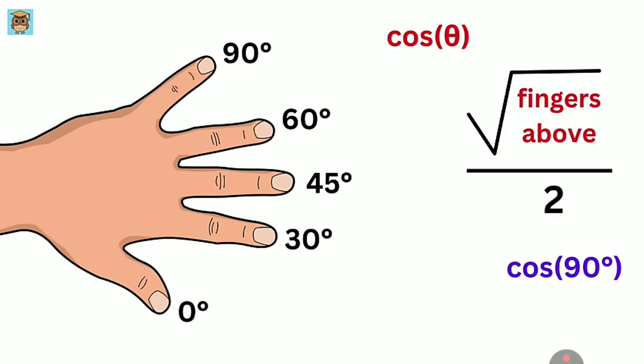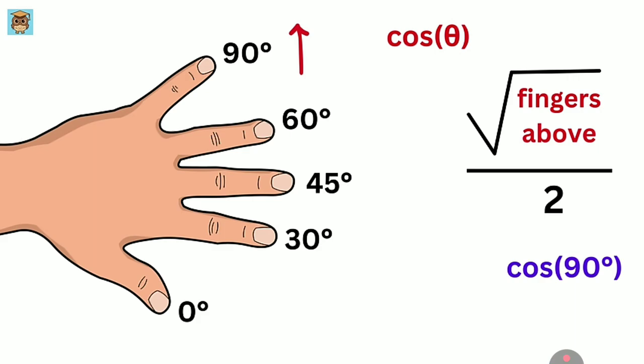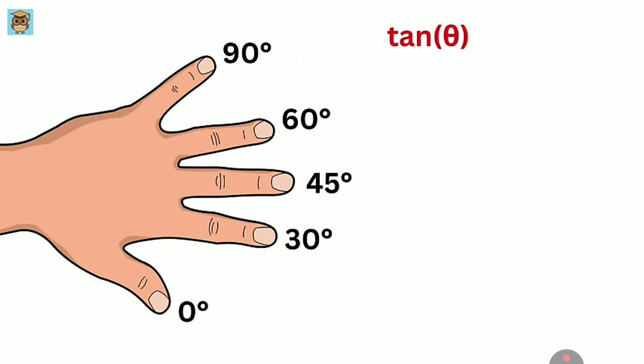Now let us look at cos of 90 degrees. This is 90 degrees. So, the number of fingers above it is 0, because we do not have any fingers above this finger. Thus, cos of 90 degrees will be square root of 0 divided by 2, which is 0. We are on fire. Now finally we have the tangent of theta.